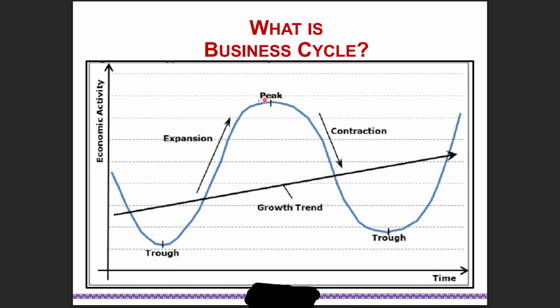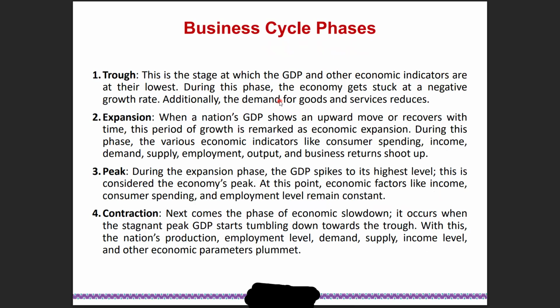Then we have a peak. A peak now, that is where the economic activities are constant, right? This is the highest point of the business cycle, where we experience a high growth rate. Our production is at its highest, we have employment and all of that, but everything here is constant, right? The factors of production are employed. So they're saying that during this expansion phase, GDP spiked to its highest level, right? This is considered the economy's peak. At this point, economic factors like income, consumer spending, and employment level remain constant, right?